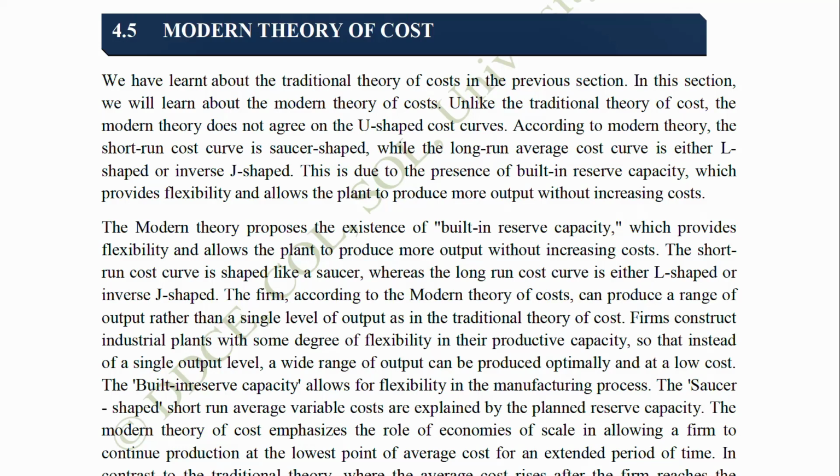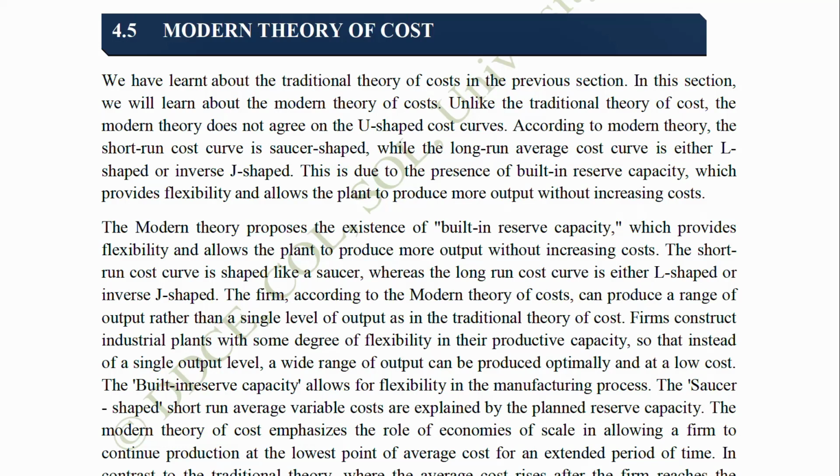According to modern theory, the short-run cost curve is saucer-shaped, while the long-run average cost curve is either L-shaped or inverse J-shaped. This is due to the presence of built-in reserve capacity, which provides flexibility and allows the plant to produce more output without increasing costs.